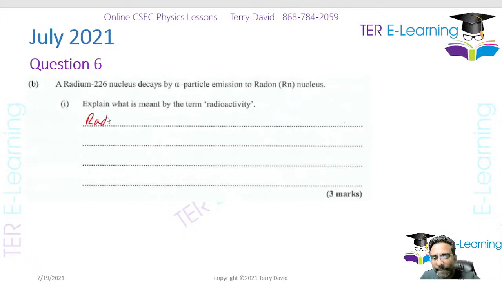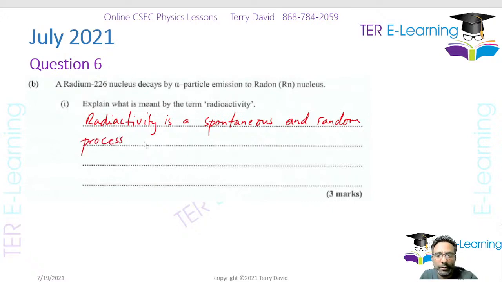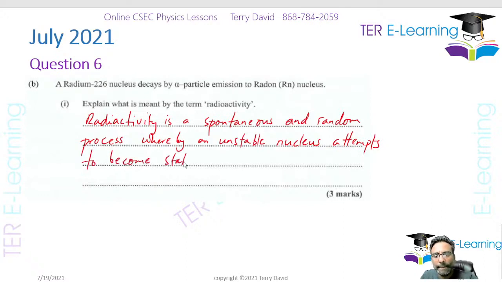So radioactivity, now you may not have the exact definition that I have here. Radioactivity is a spontaneous and random process whereby an unstable nucleus attempts to become stable by emitting one or more of the following.